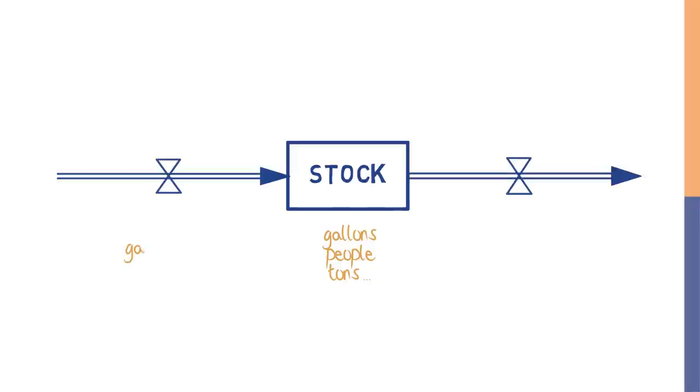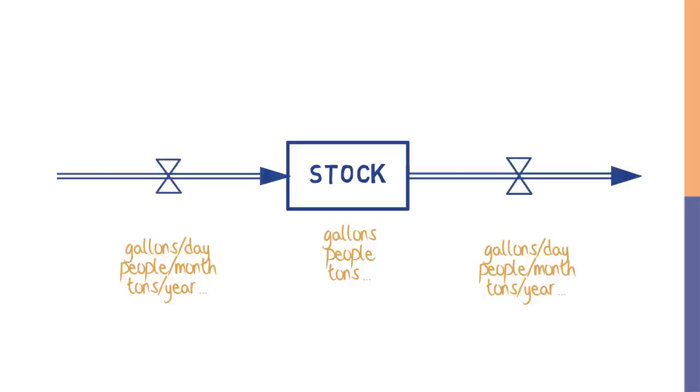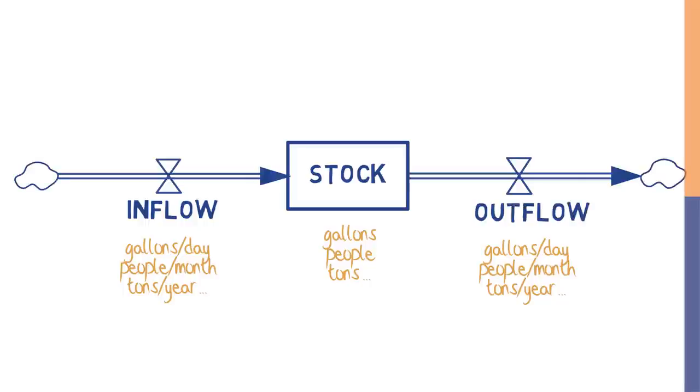Stocks represent accumulations and are generally measured in units like gallons, people, tons, and so on. Flows change the level of stocks and must be measured in units per time. Gallons per day, people per month, tons per year, and so on. Here they are shown as an inflow and an outflow. The clouds represent where something is coming from or going to. Right now, that's assumed to be infinite, but that should be questioned.